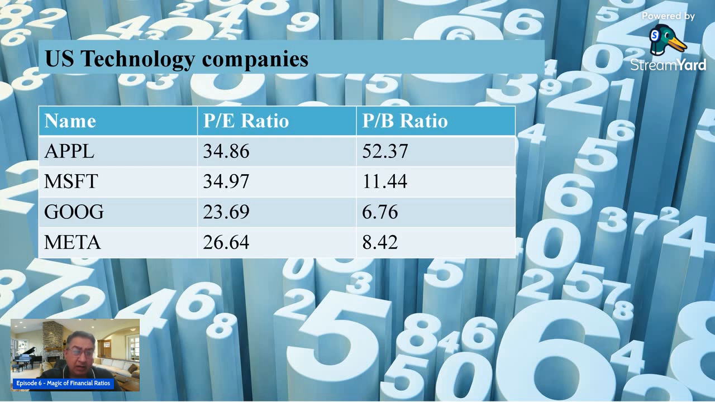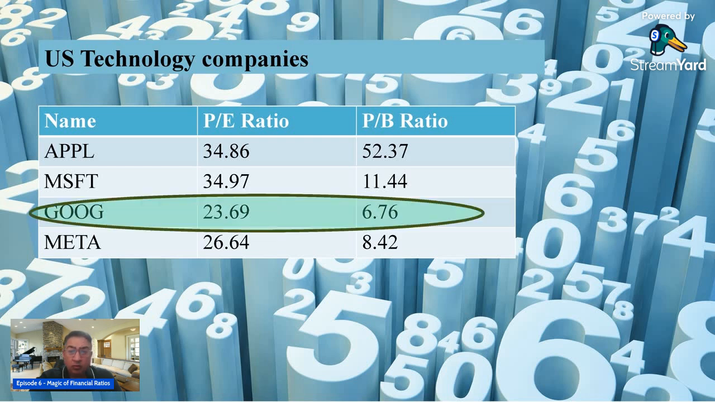Anyway, looking at this data alone, as an investor, if you want to buy a stock among these four companies, Google seems to be the best buy, as it is less overpriced compared to the rest of the overpriced stocks. Again, quite a high PE ratio and PB ratio, but Alphabet is better than others.